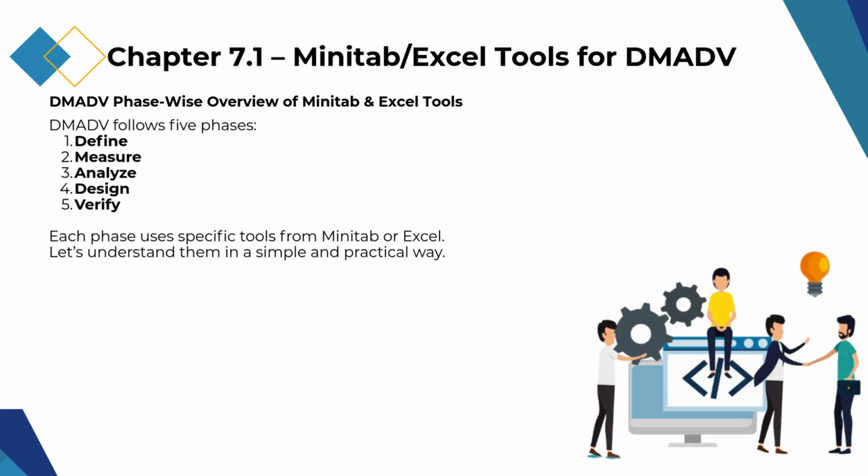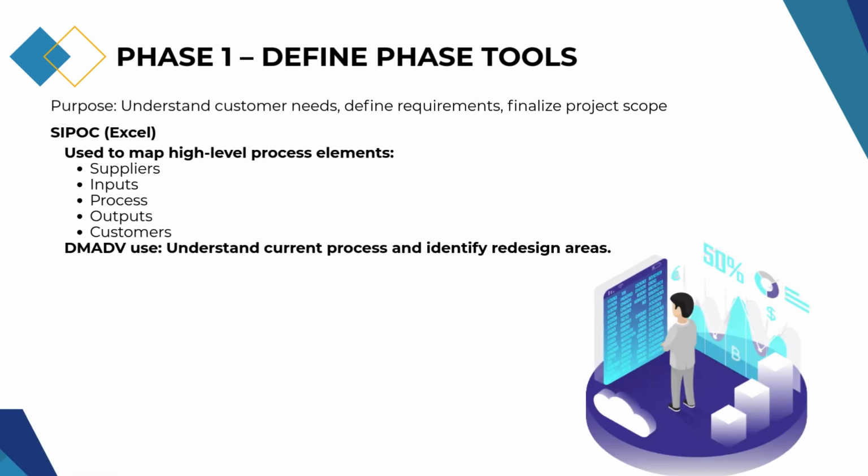Excel helps with organization, planning, and prioritization. MiniTab supports statistical analysis and validation. The goal is to apply the right tool at the right phase in a practical way. The define phase focuses on understanding customer needs and project scope. SIPOC, created in Excel, is used to map the high-level process.